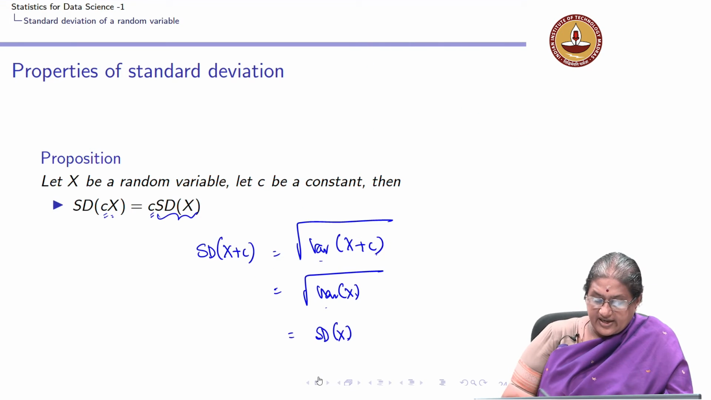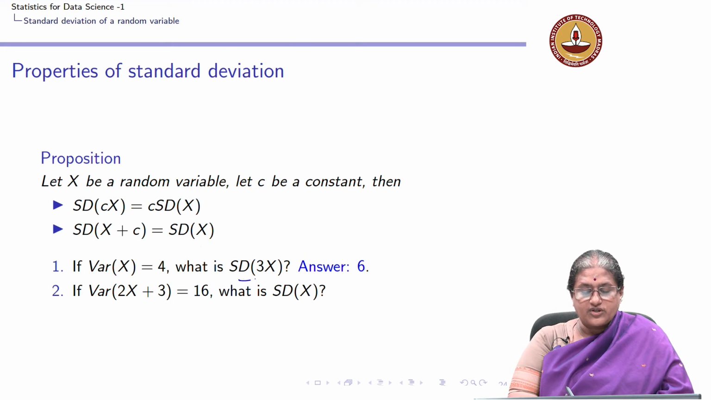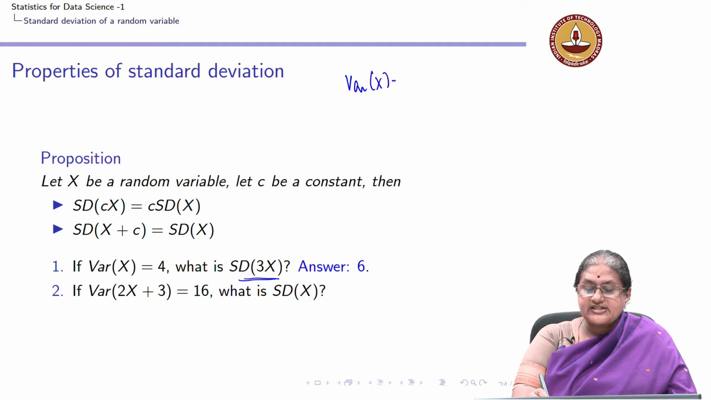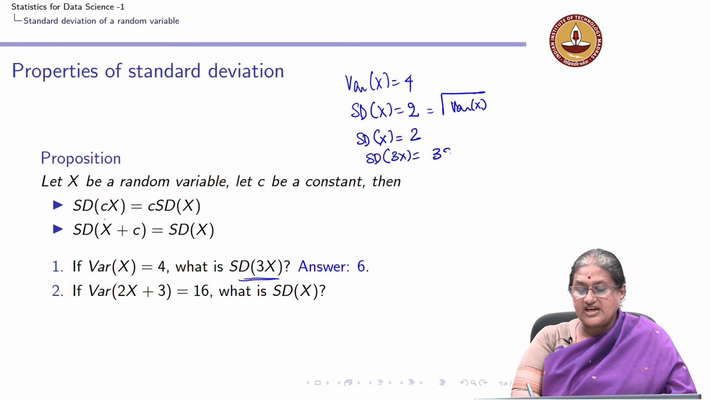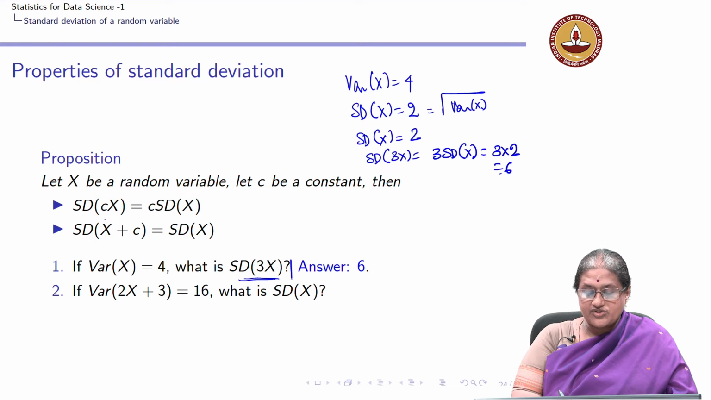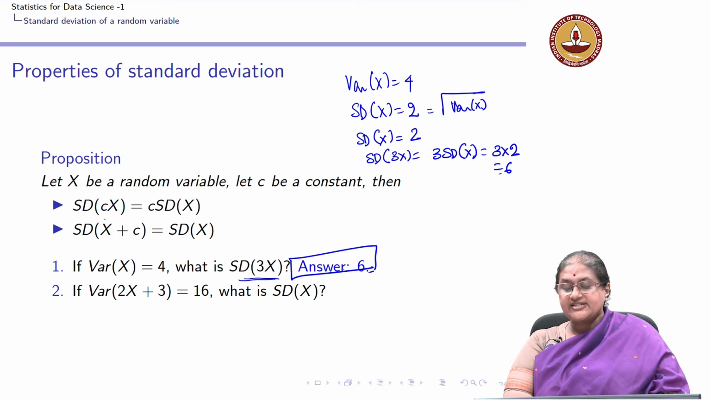So, now let's look at an example. If the variance of x is 4, what is the standard deviation of 3x? If the variance of x is equal to 4, I know the standard deviation of x is equal to 2, which is the root of the variance of x. Now, if the standard deviation of x is 2, then I apply the standard deviation of c times x, where c is equal to 3. It is 3 times the standard deviation of x, which gives me 3 into 2, which is equal to 6, and hence the answer is 6.